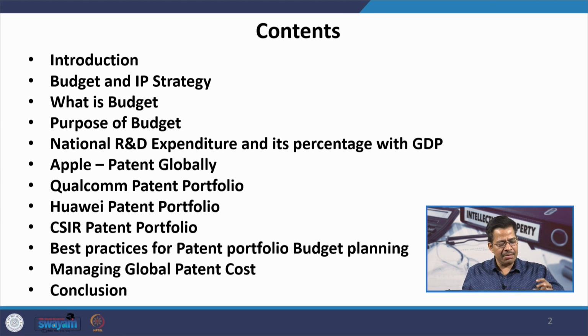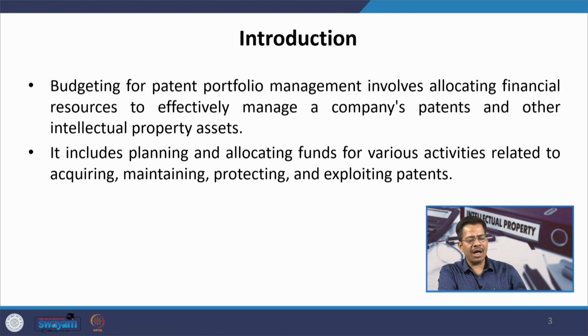So, the discussion is at the macro and micro level, and obviously when I discuss the macro level, India will be center stage in our discussions, and for the micro level we have taken examples from different organizations including Apple, Qualcomm, etc., and one or two Indian examples like CSIR, etc. And with this we will understand the best practices for budget planning for your intellectual property portfolio. So, let us first understand the requirement of budgeting for your intellectual property portfolio.